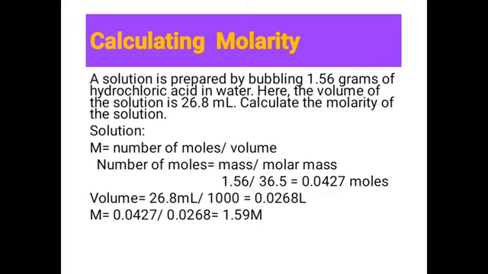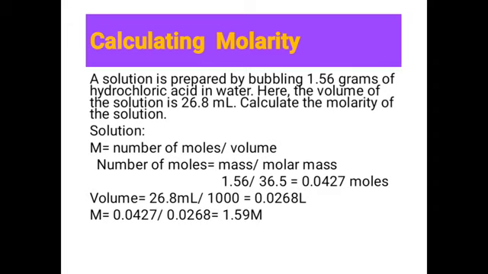So here we are dealing with molarity, and to make it easy, the first thing to do is to convert that mass to moles. If you see questions like this, you convert the mass to moles: number of moles is equal to mass over molar mass. Then you look for the molar mass of hydrochloric acid. H is 1, Cl is 35.5. So the molar mass is 1 plus 35.5, that's 36.5. The mass given is 1.56, so 1.56 over 36.5 will give you 0.0427 moles.